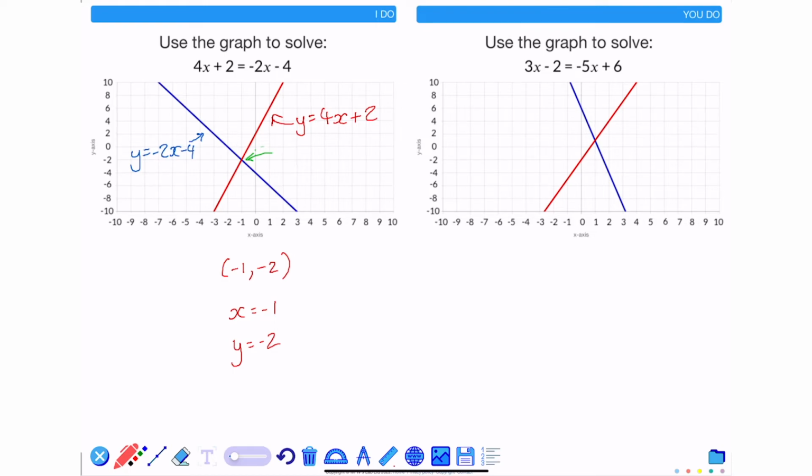With this question I've got y is equal to 3x minus 2 and y is equal to minus 5x plus 6. Again, in order to solve the problem graphically, I need to find the point of intersection. The point of intersection is at 1, 1. So interpreting the coordinate, x will equal 1 and y is equal to 1.